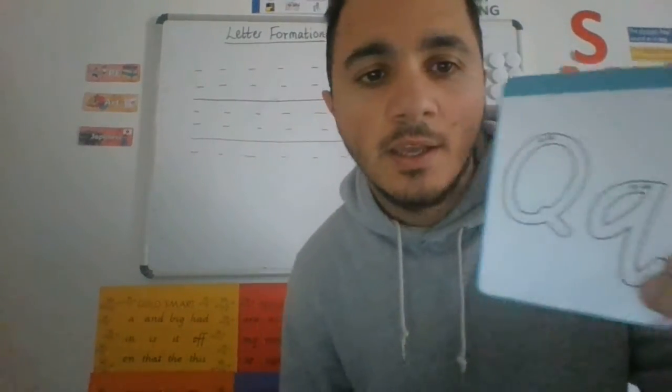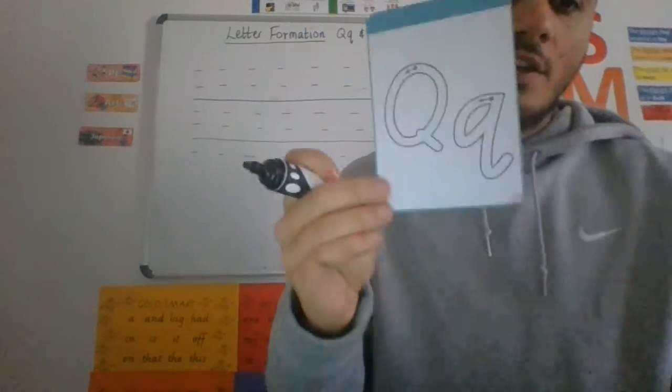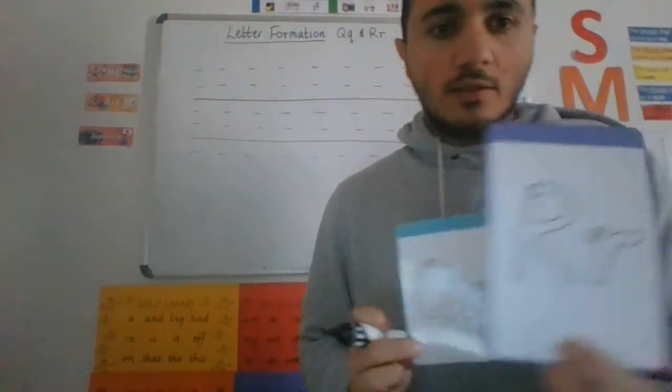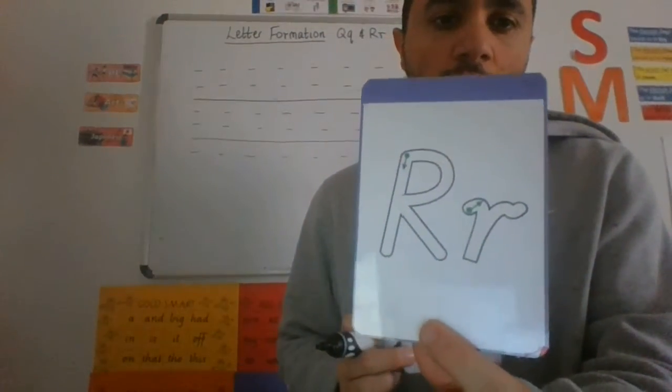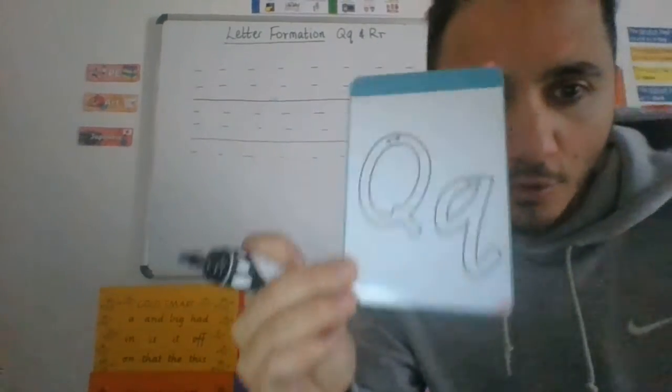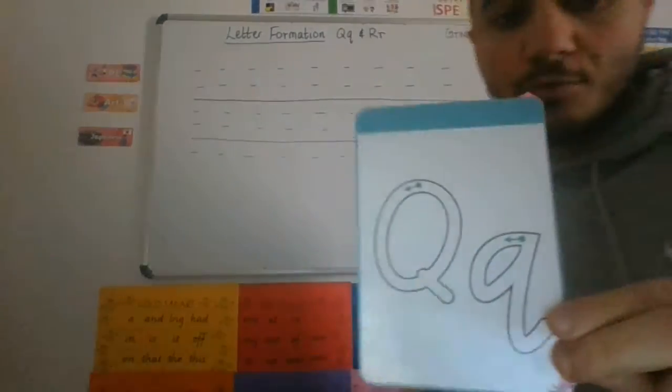Okay, grade 1s and 2s, it's time for letter formation. We are looking at the letters Q and R. So we're going to start with the letter Q. Now the capital Q.